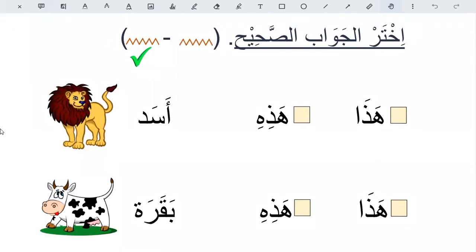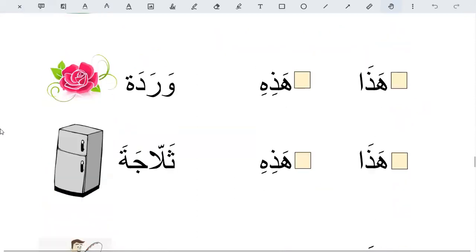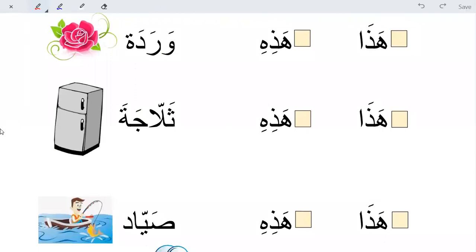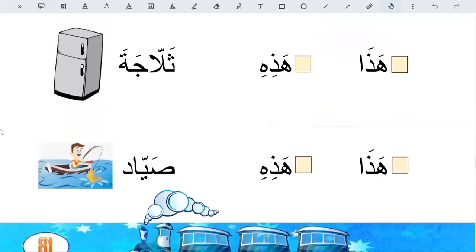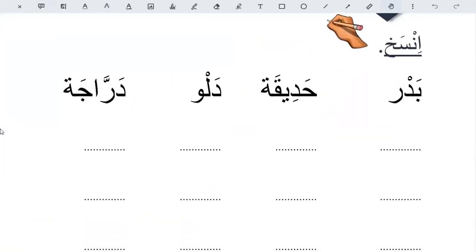Riyan. Haza Asad. This is a lion. Good. Hazihi Bakara. This is a cow. Good. Hazihi Warda. This is a rose. Good. Hazihi Thalaja. This is a peach. Haza Sayyad. This is a hunter. Sayyad. Now tell me the meaning of these words.